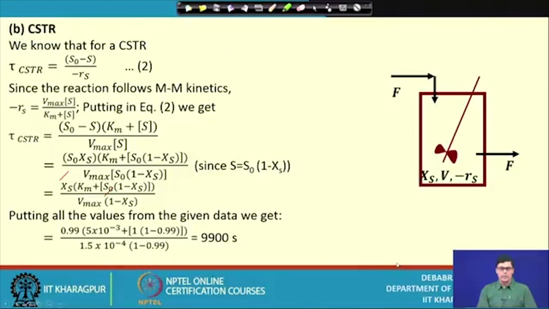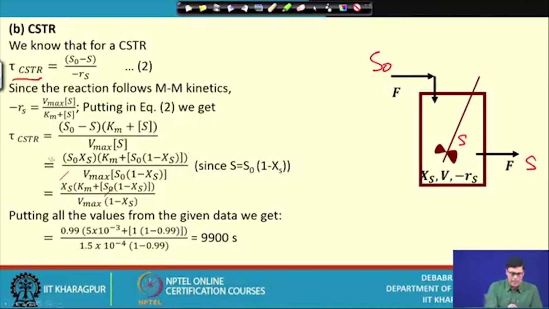Now let us see how you can find out the volume of CSTR. In case of the volume of CSTR, tau CSTR is nothing but the space time of the continuous stirred tank reactor. S0 is the initial substrate concentration minus S, divided by minus rS. So it is like this. Here is the S0 and this is the S. Here, under steady state condition, here also S. Am I right?